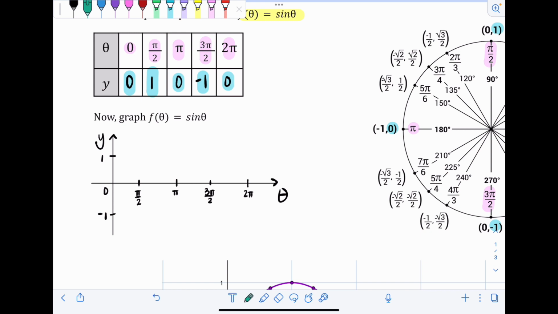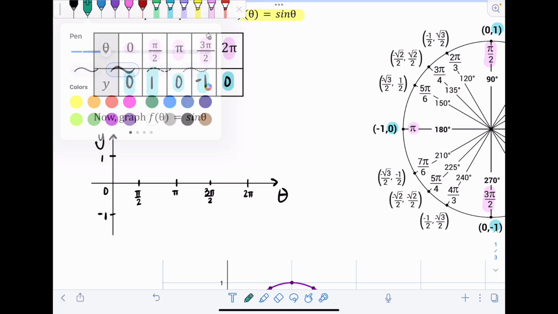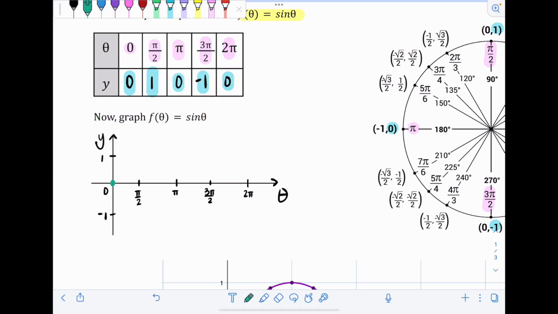So the first point, and remember that each of these together is a point, so it'd be 0, 0, pi over 2, comma 1, and then pi, 0, and so on. So our first point is at 0, 0. So right here. From this point, our next point is pi over 2, 1, so we'd go to pi over 2 and then go up 1.